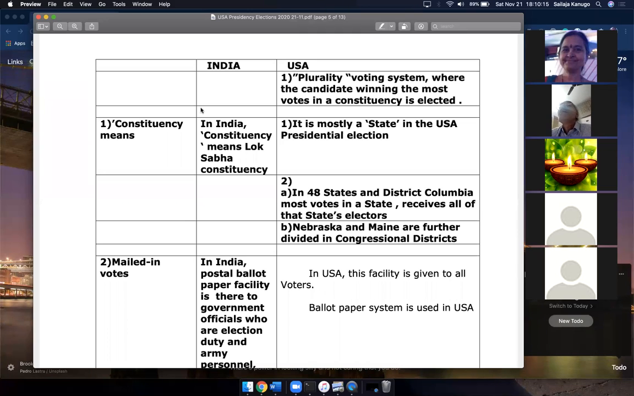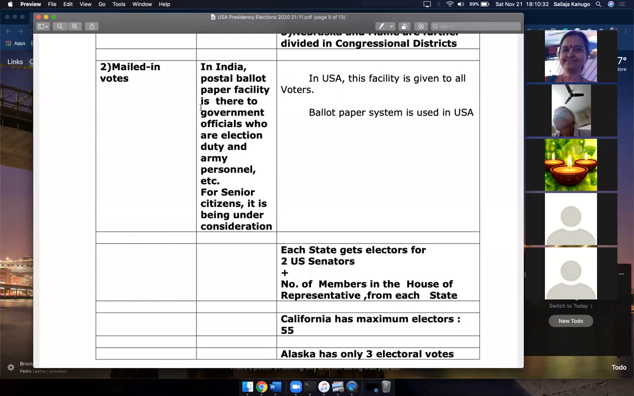Next, mailed-in votes. So, mail means postal ballots. In India, postal ballot facility is there for government officials who are on election duty and army personnel, etc. For Syrian citizens also, postal ballot system is under consideration. But in the context of USA, postal ballot system means mailed-in votes. Facility is given to all others. In American elections, they are using paper ballots, not electronic voting machines. Please remember, they are not using electronic EVMs. So like that, in America, even today, they are using ballot papers.